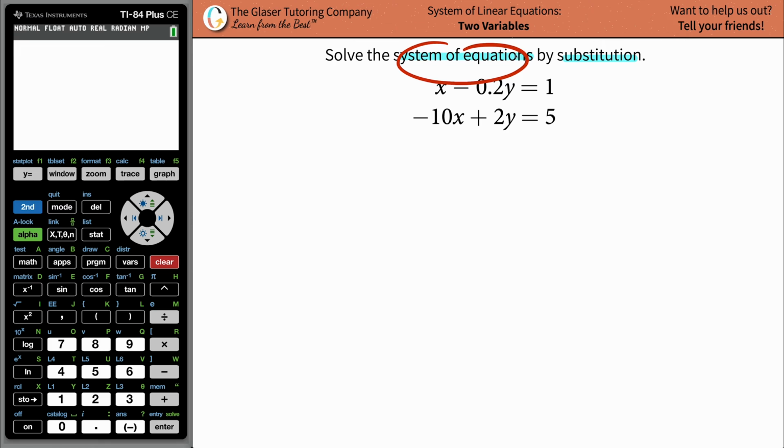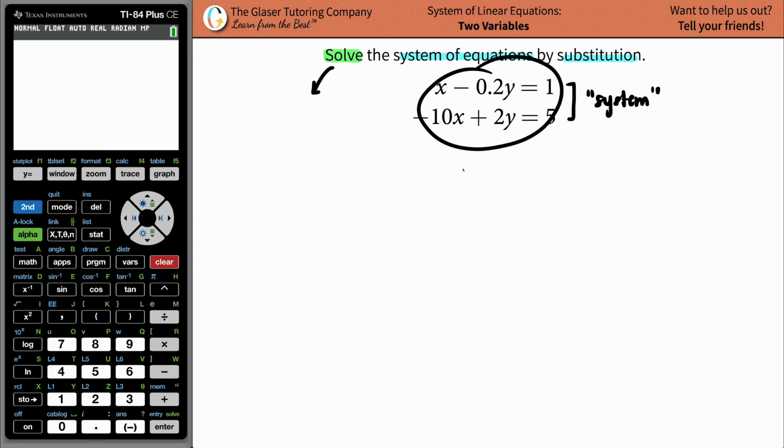Now, a system of equations is basically just two or more equations that are interacting with each other in some way, so collectively they are called the system. The whole question here is that we just have to solve the system. Well, what does that mean? If you're solving a system of equations, whether you're doing it the substitution way, or the addition way, which I think is also called the elimination way, you're solving for that point in which these two lines interact.